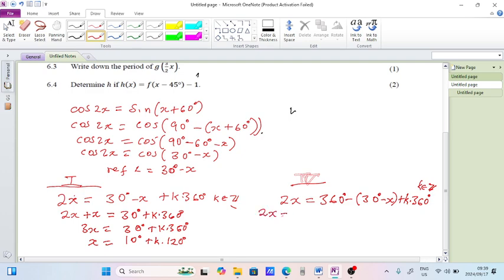Now let's work out this thing. So 2x equals 360 degrees, then when you multiply throughout by negative, you're buying plus x plus k multiplied by 360 degrees. Then we have to subtract. So x equals, now 360 minus 30, what do you get? 330 degrees plus k dot 360 degrees. I mean that is our two general solutions. But what was the question?